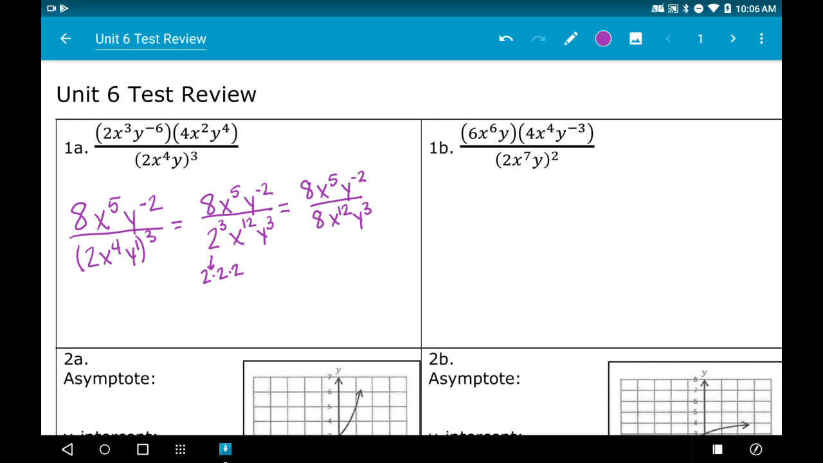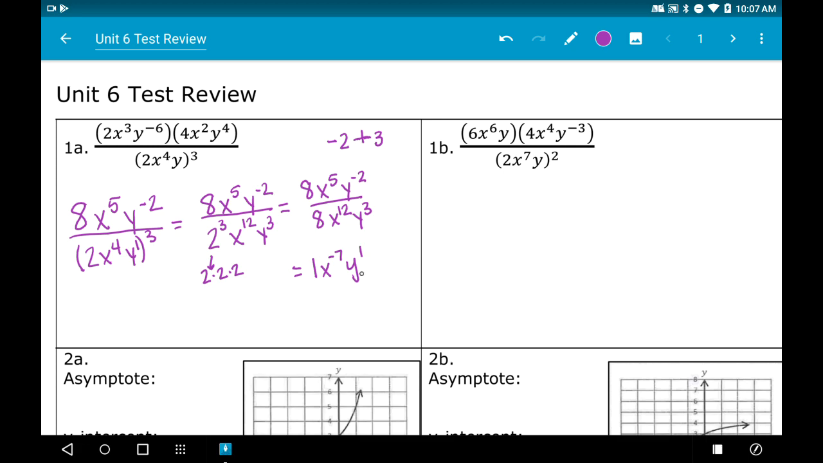So now we just have division. And with this I'm just going to divide everything. So 8 divided by 8, I divide those like normal and get a 1. x to the 5th divided by x to the 12th, you're going to subtract. So 5 minus 12 is x to the negative 7th. And then I have y to the negative 2 divided by y to the 3rd. So this is going to be negative 2 minus 3, and remember, with minus and negative, that would become a plus. So negative 2 plus 3 would be y to the 1st power.